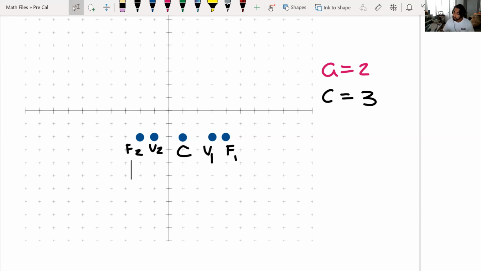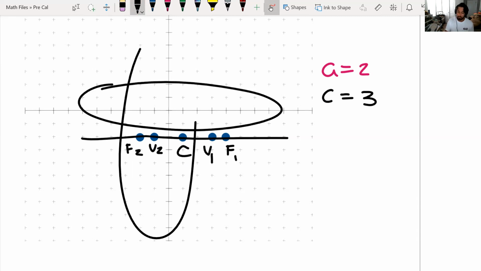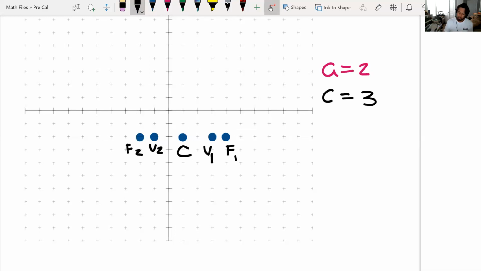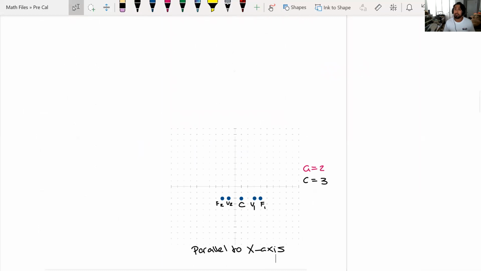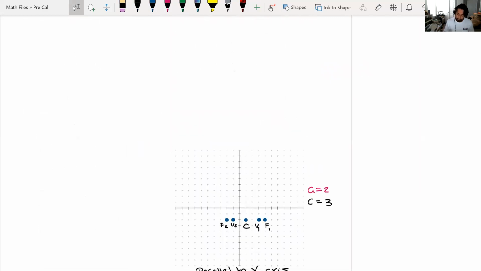Now, the other thing we should notice as well is if I put a line through these points, which axis are we parallel to? The x-axis or the y-axis? And it is parallel to the x-axis. So now this is giving us more information on what equation to use. All right. But first, let's go ahead and solve for B.